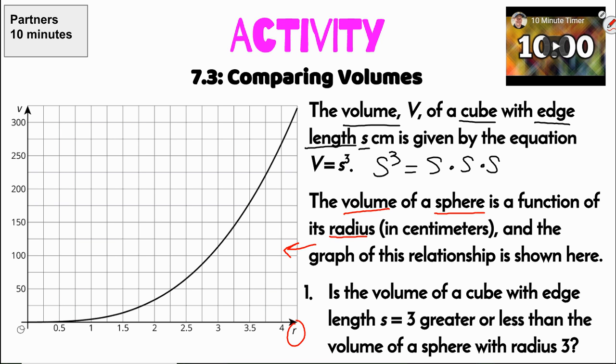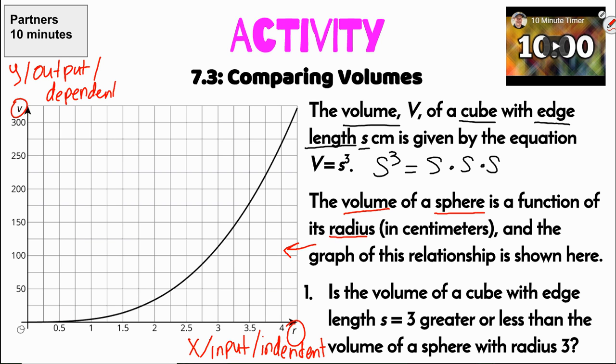So we have radius here, and that's going to be our input, our independent variable. And we can also consider that our x-axis. Okay, it all means the same thing. And then we have volume here, which is going to be our y, our output, and also known as our dependent variable. Okay, I would highly suggest making these annotations on your student workbook if you haven't already.